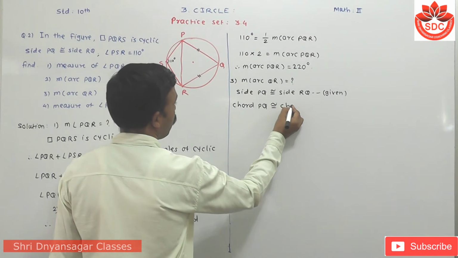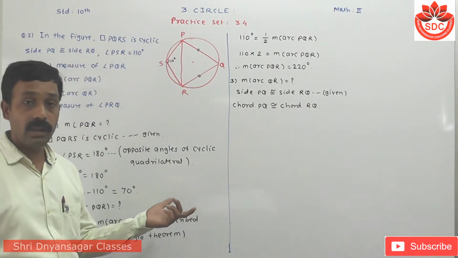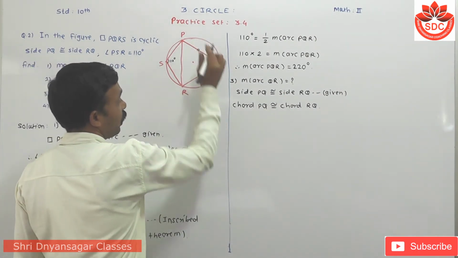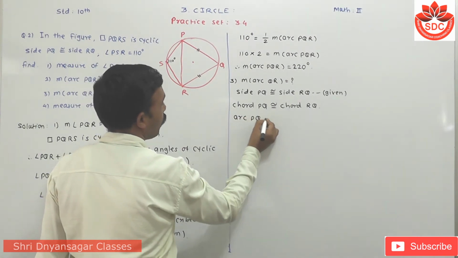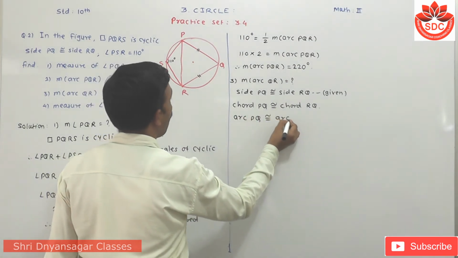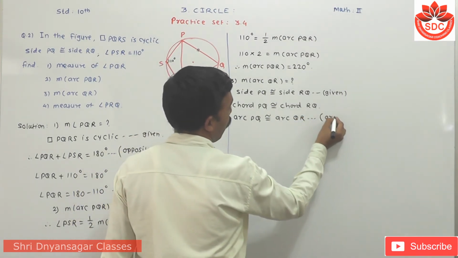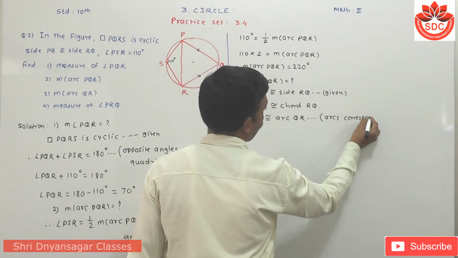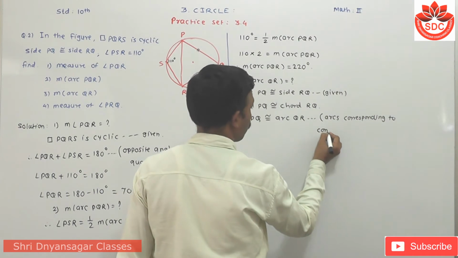Chord PQ is congruent with chord QR. If the chords are congruent, then their corresponding arcs are also congruent, so arc RPQ is congruent with arc RQR, because arcs corresponding to congruent chords are congruent.